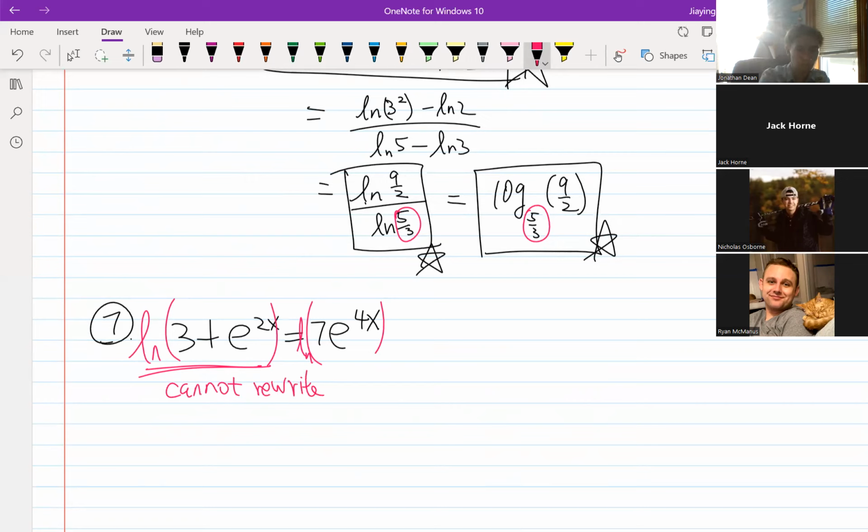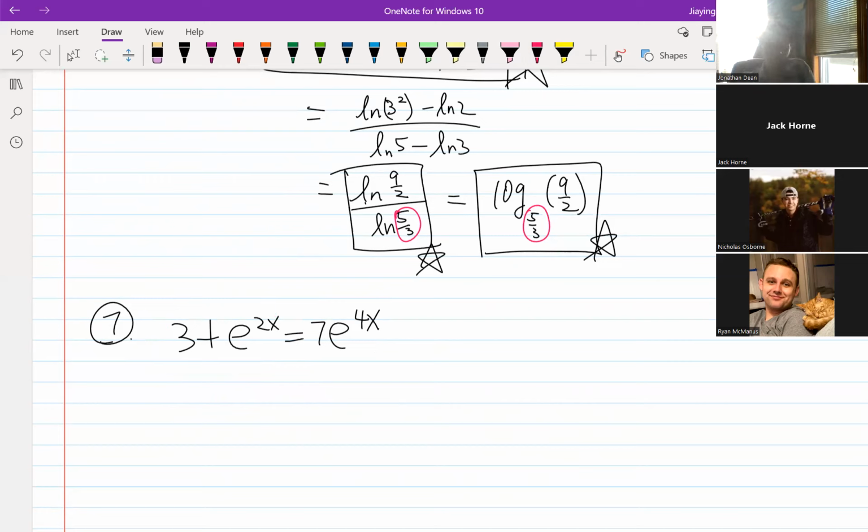There's nothing we can do except just leave it the way it is. And it doesn't really help us because we get an x stuck in the log. So that's not going to be helpful. How do we solve this? Well, one way is using the calculator, plotting the function on the left, plotting the function on the right, and looking for the intersection. In this particular example, we can actually use a small substitution trick.